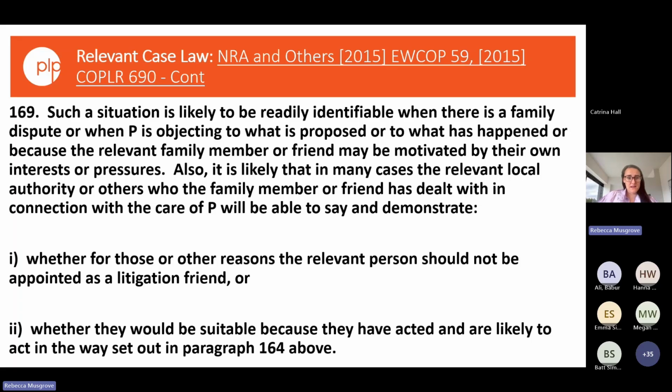So NRA again goes on where he talks about it's likely that in many cases the relevant local authority or others who the family member or friend has dealt with in connection with the care of P will be able to see and demonstrate whether for those or other reasons the relevant person should not be appointed as a litigation friend, or whether they would be suitable because they have acted and are likely to act in the way set out in paragraph 164 above. So I think a lot of the time, obviously, social workers or medical professionals may have had a lot of contact with these family members, and I think will probably have a good idea as to how reasonable they are and whether or not they're able to act in P's best interests.